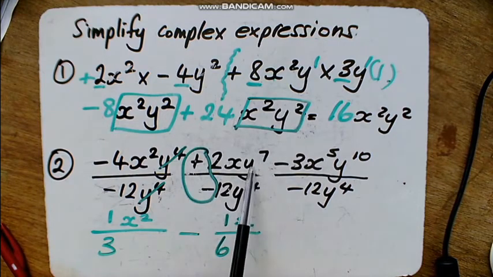So now we got y to the 7, y to the 4. We are going to subtract the exponents. 7 minus 4 is 3. So we're going to get y to the 3rd.